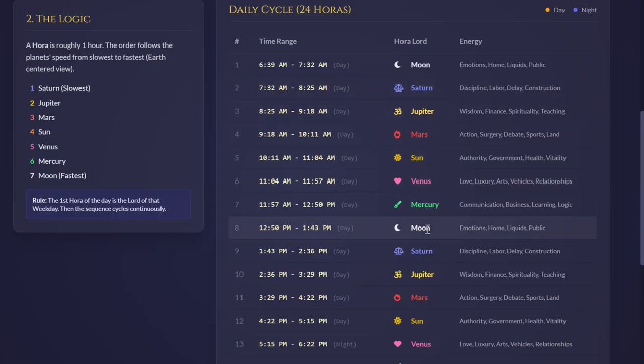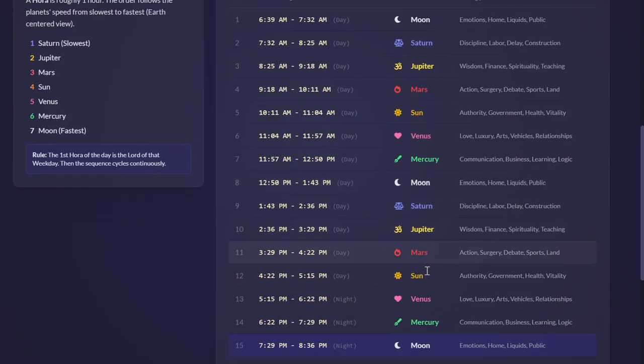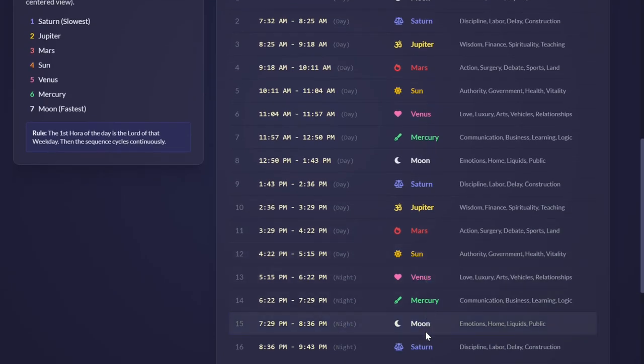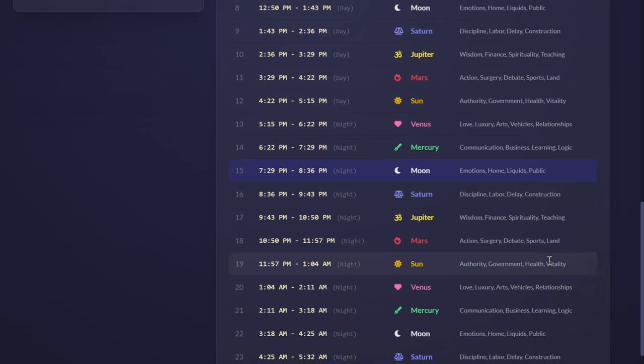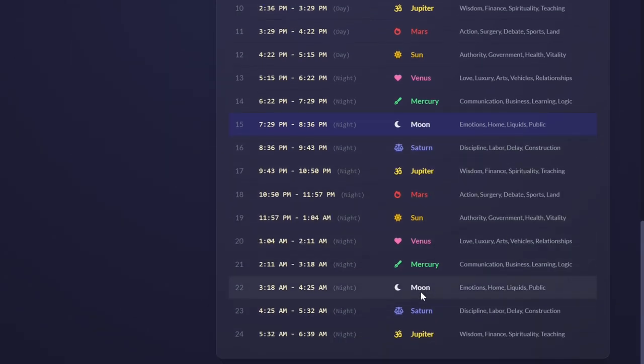Okay, so now again the sequence repeats: Saturn, Jupiter, Mars, Sun, Venus, Mercury, Moon. Currently, at this time, it is the Moon's hora, which they have highlighted. Then again the sequence goes on and on.